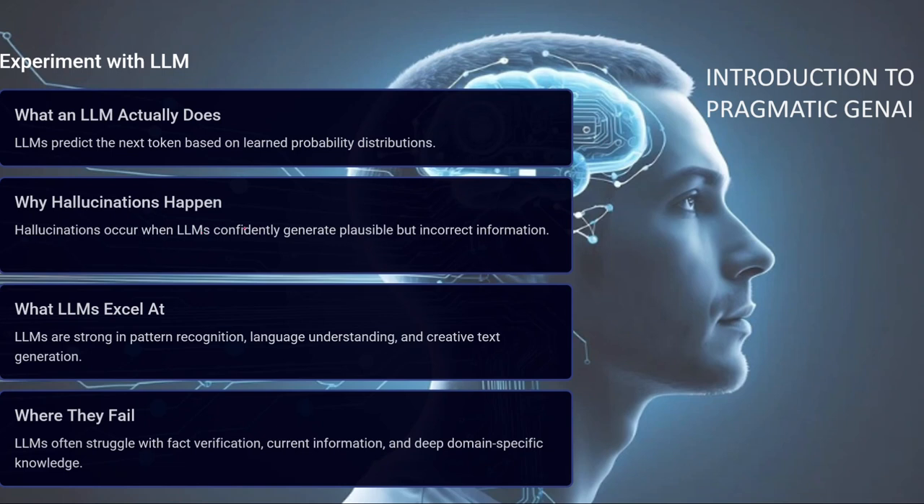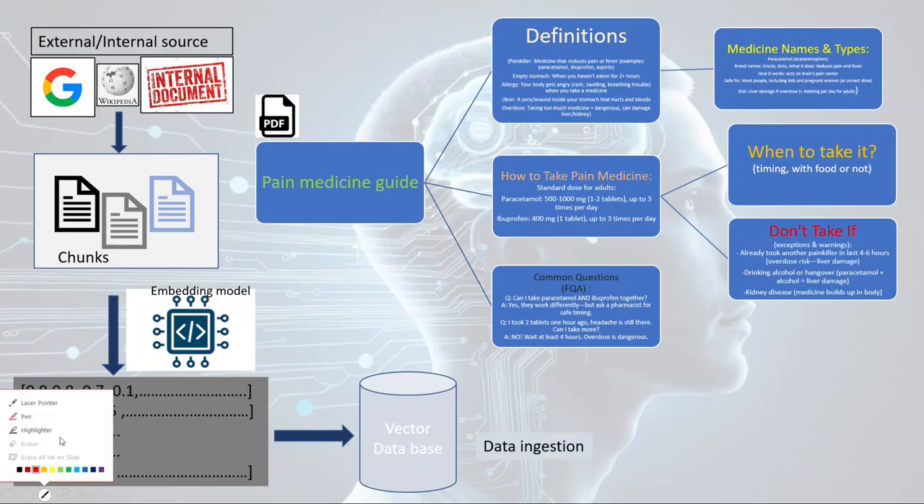And then I will explain about the context, then what embeddings actually are with an example, and what vector databases are. Then I explain how to take a context manually, and how you can take a context, chunk it, use an embedding model, and store it in a vector database, with a pain medicine guide example and a PDF which I have created.